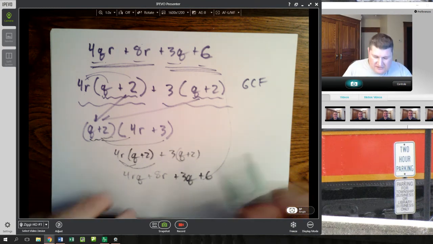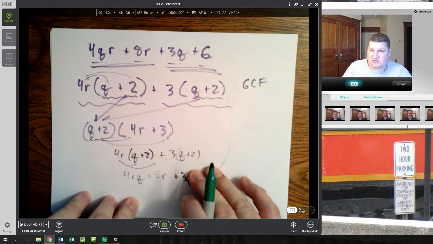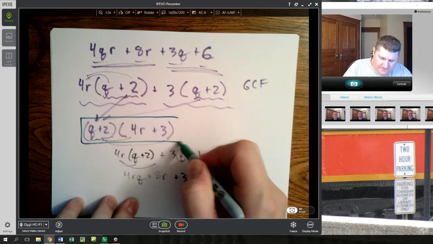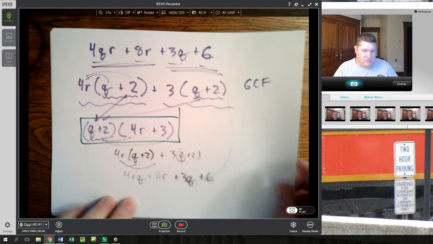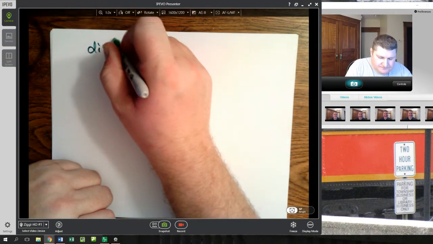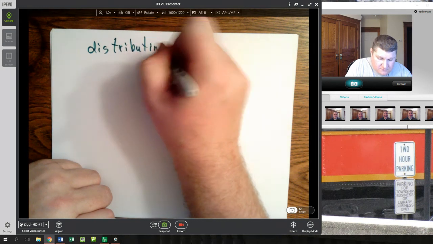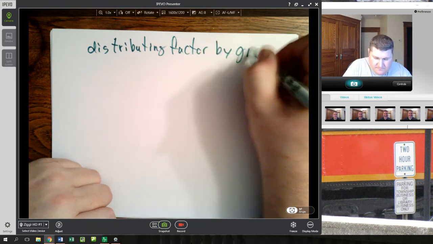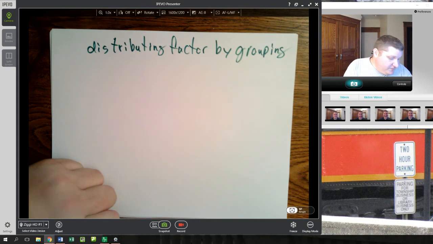It absolutely does. But we don't want to take it apart just to put it back together. That'd be silly. We want to start here, and our answer would be that guy right there. So let's do another one of those 4-parters where we're distributing, but it's called distributing by grouping. Factoring by grouping. So let's do another one here.